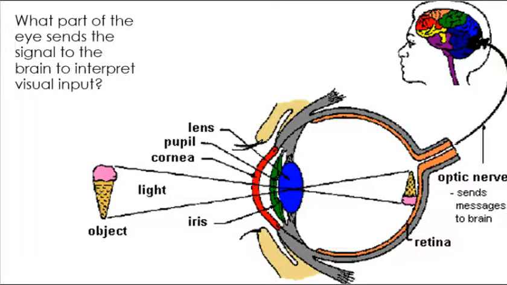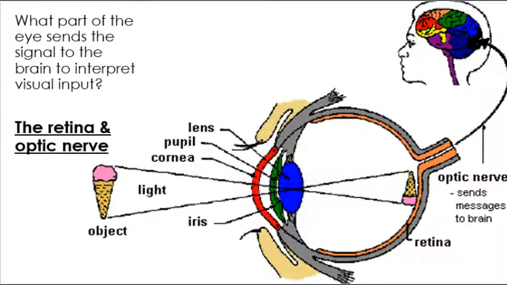What part of the eye sends the signal to the brain to interpret visual input? The retina and optic nerve. Retina and optic nerve. That's the official answer for that blank.